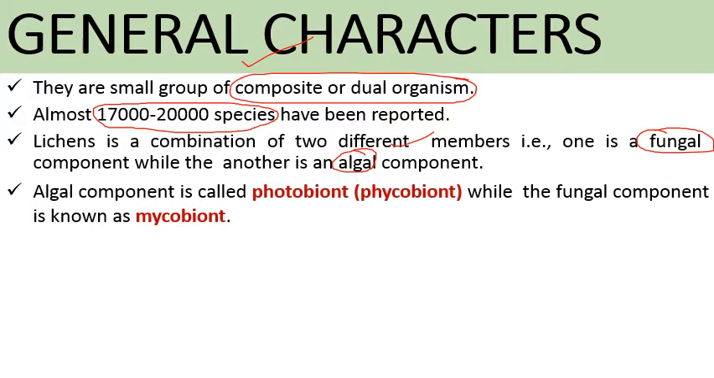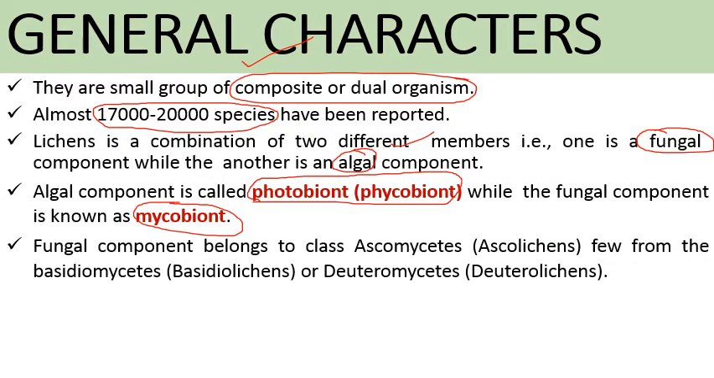The algal component is commonly called photobiont and phycobiont. Why photobiont? Because this algal component helps in the process of photosynthesis. Phycology, as we all know, is the study of algae, so that's why this is known as phycobiont, while the fungal component is known as mycobiont. So this terminology is used for the components of lichens.